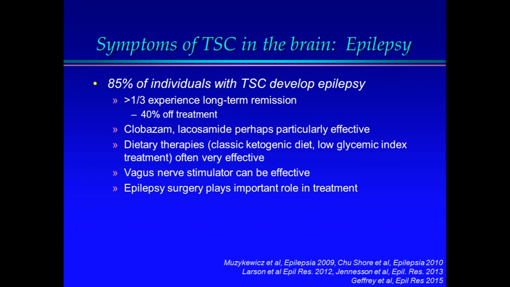About a third of folks will develop long-term remission, and that includes 40% off treatment. That also includes kids who've had refractory epilepsy, sometimes requiring epilepsy surgery, sometimes where diet effectively controls their seizures. But many people with TS, once their seizures are controlled, are able to outgrow their seizures and come off medication.